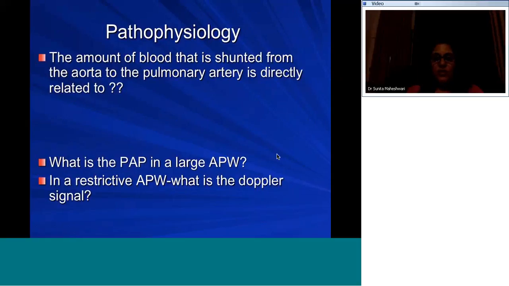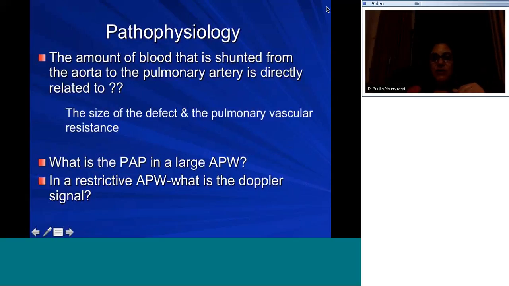Okay, next question. The amount of blood that is shunted from the aorta to the pulmonary artery in an AP window is directly related to what? It's related to two things. One is the size, right? How big the defect is. If it's a restrictive AP window, obviously less. And what's the second thing? The pulmonary resistance. So the size of the defect and the pulmonary vascular resistance.